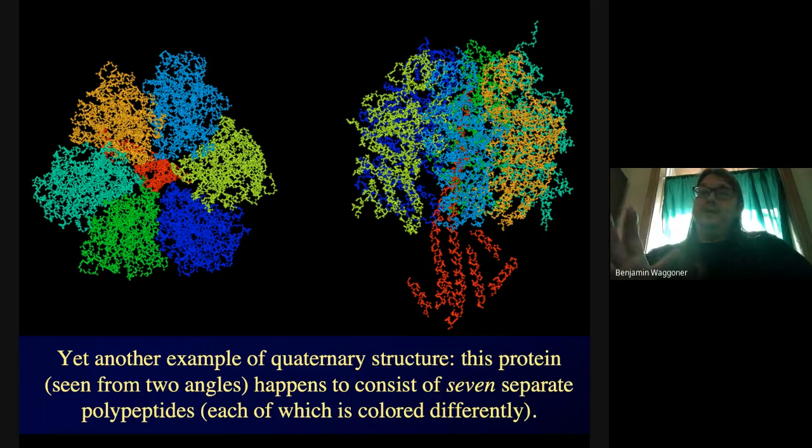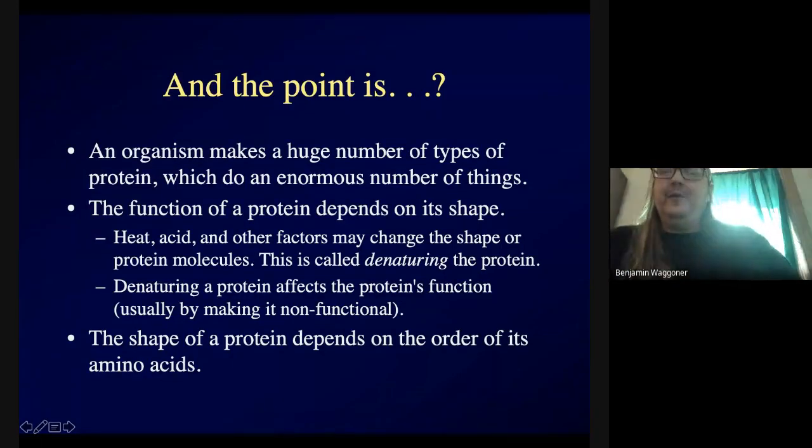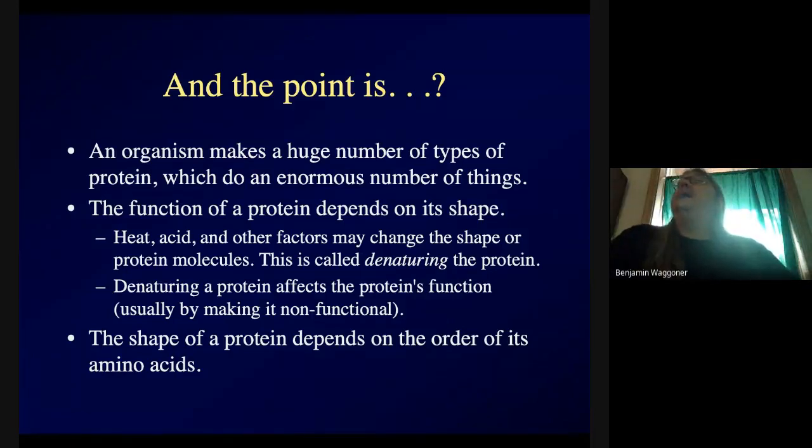So the point of all this stuff is that organisms make huge numbers of proteins. The proteins do huge numbers of things. They run your metabolism. They transport oxygen. They transport signals in your body. They hold you up. Your collagen and all that is made of protein. They glue your cells together. They enable your cells to receive signals from the outside. Everything is protein, protein, protein.